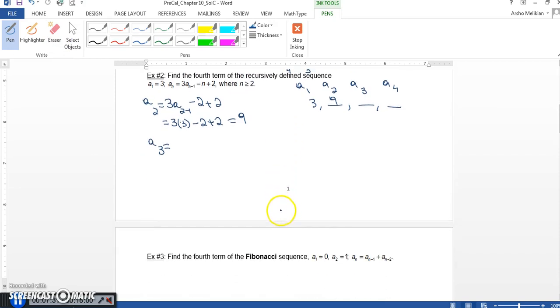So for A3, I'm going to do 3 times A of N minus 1, which is 3 minus 1, so it's going to be A2, minus 3 plus 2. This is 3 times what? What was A2? 9, minus 3 plus 2. So 27 minus 3 is 24, plus 2 is 26.